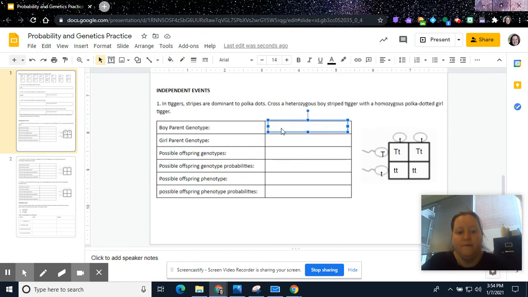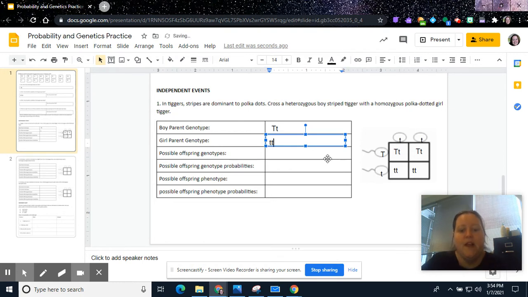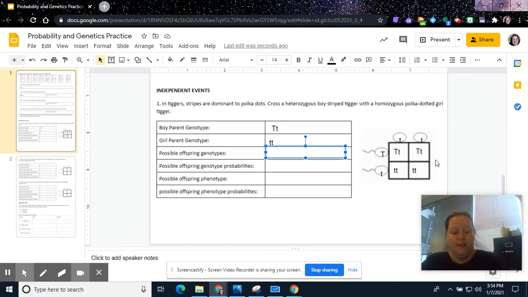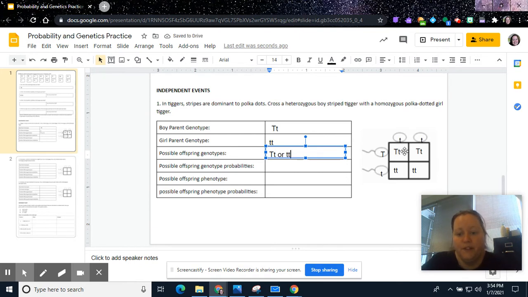So then here, your boy parent genotype. So again, the boy was heterozygous, so he's gonna have an uppercase and a lowercase. The girl was a homozygous recessive, so she's gonna have 2 lowercase. So then to get to this part, for the possible offspring genotypes, you need to look inside your Punnett square. So there could be a big T, little t, or little t, little t. So you'll see that there are 2 that look like that and 2 that look like that.